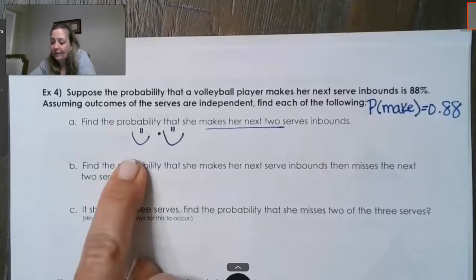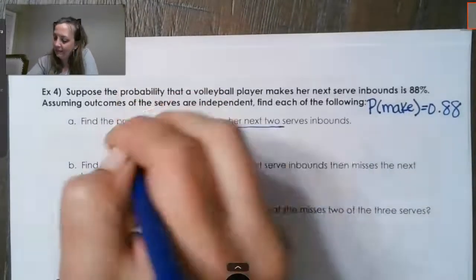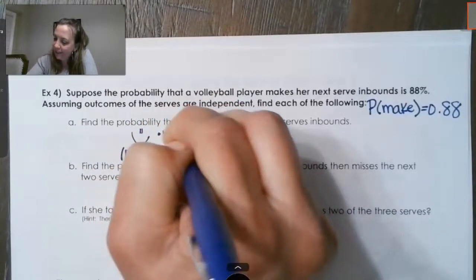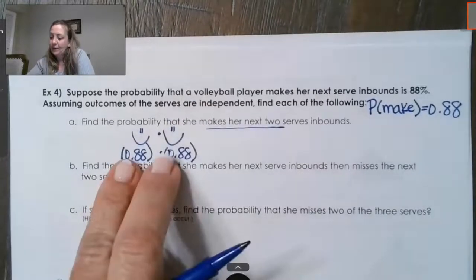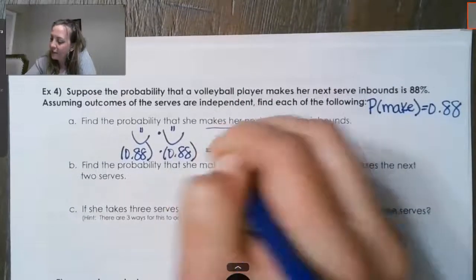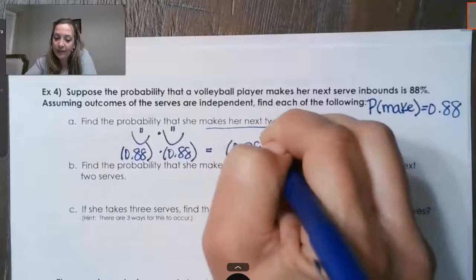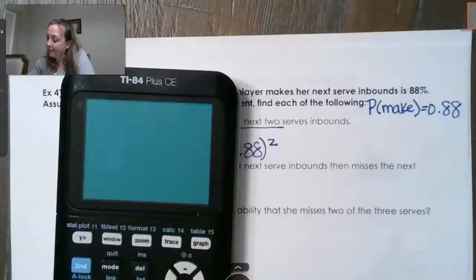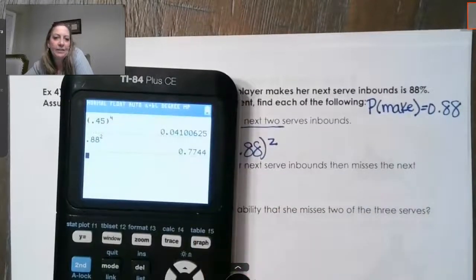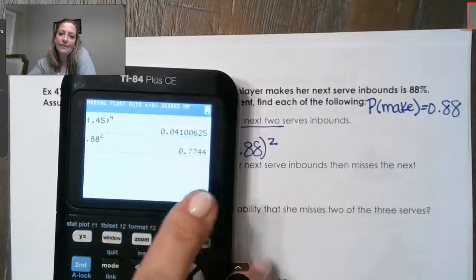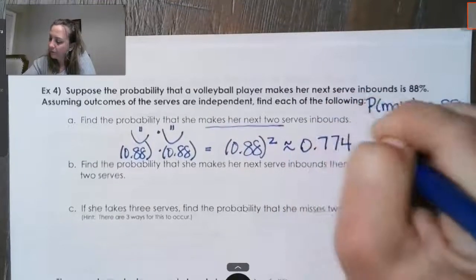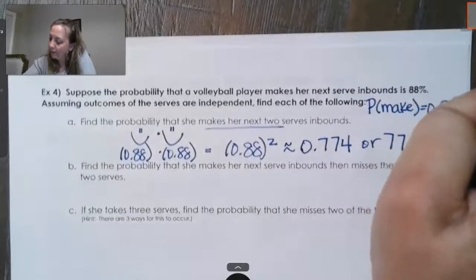Do we know the probability of a make? We do. It's 0.88. So that's going to be 0.88 times 0.88. And again, we only do this twice because we're just looking at her taking 2 serves. And so that's the same as 0.88 squared. And if we are practicing rounding to the nearest thousandth, that would just be 0.774, or 77.4%.